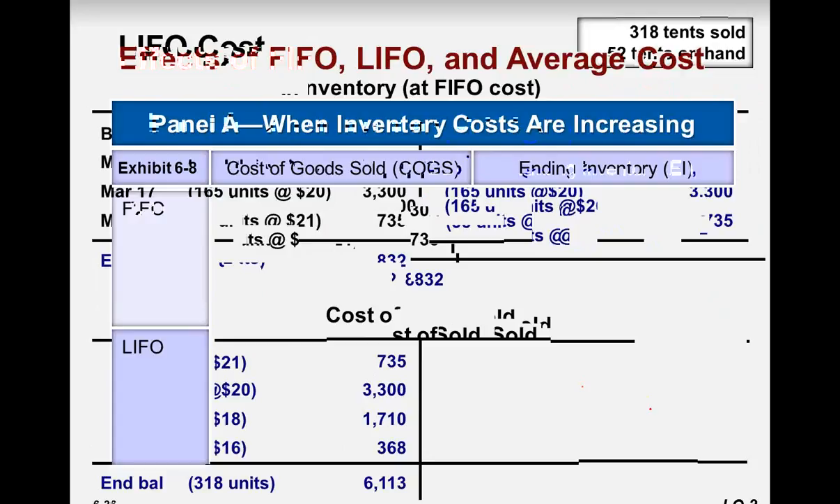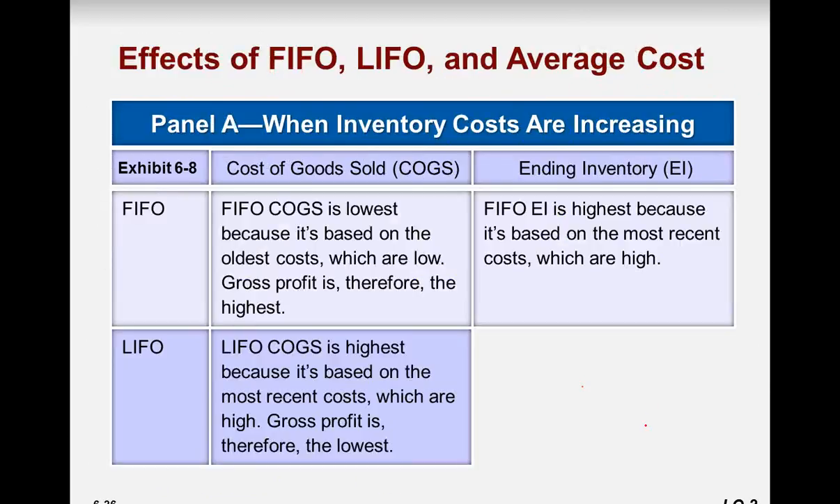This sounds like just a bunch of mumbo jumbo, I know, but when we do the illustrations, it should help you to understand why it's saying this. So LIFO cost of goods sold is the highest because it's based on the most recent cost, and our gross profit then is the lowest. If my gross profit is the lowest, then my tax liability is lower because I have lower taxable income, and that can save you money, or at least postpone paying taxes.